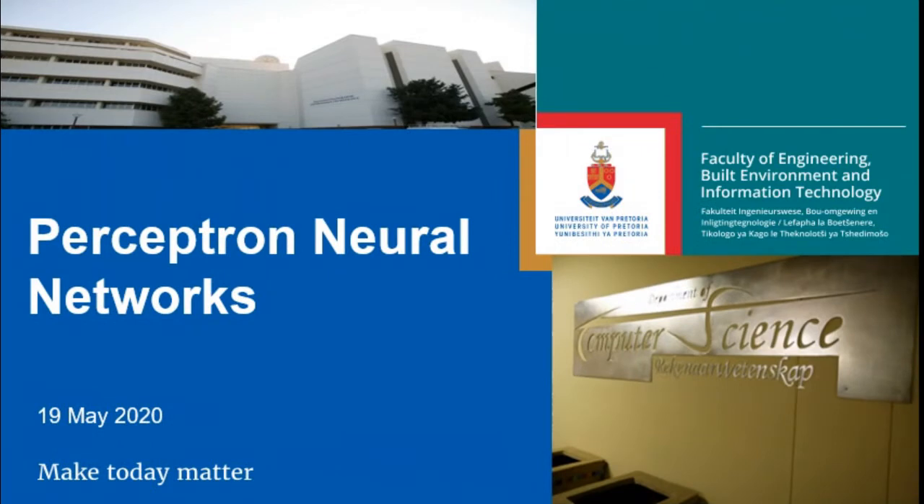In the previous lecture, we looked at an introduction to neural networks, and we ended with looking at linear separability. In this lecture, we're going to look at a particular architecture, namely the Perceptron neural network architecture. And in addition to that, we're going to look at the Perceptron learning algorithm, which can be used to determine the weights and biases for the architecture.